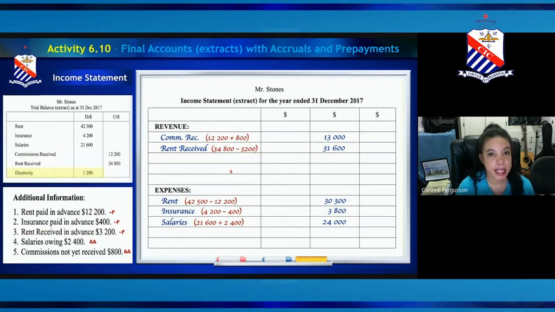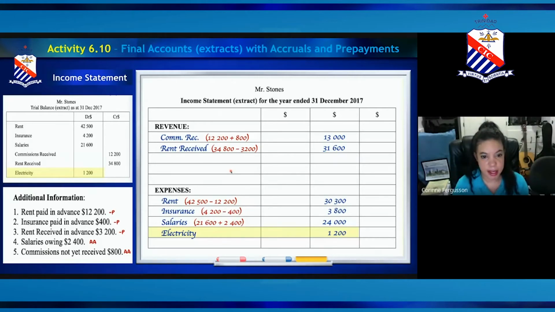Last, electricity. You check your notes, electricity, not seeing anything for electricity. So electricity is an expense. You simply go under expenses, electricity, and you would just put the amount in the trial balance because there are no adjustments, no accrual or prepayment for it.